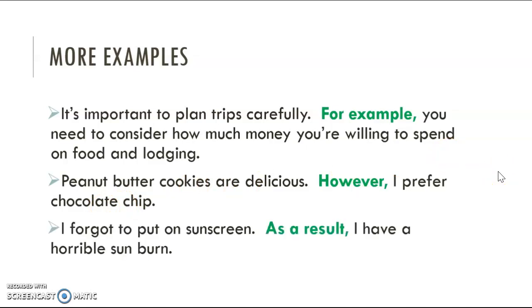And then this last example here, this is showing a cause and effect relationship. So it says, I forgot to put on sunscreen. As a result, I have a horrible sunburn. So showing a cause and effect relationship. Because I didn't put on sunscreen, I now have a horrible sunburn.